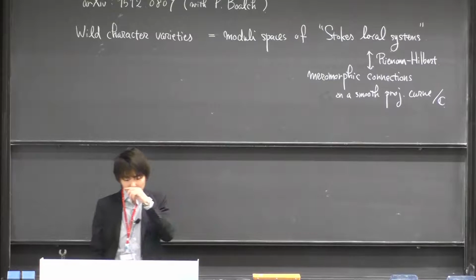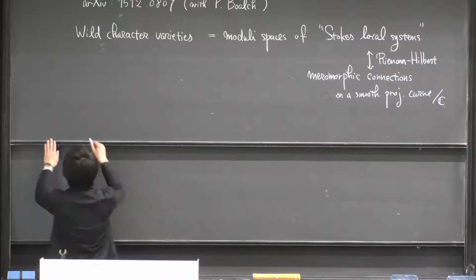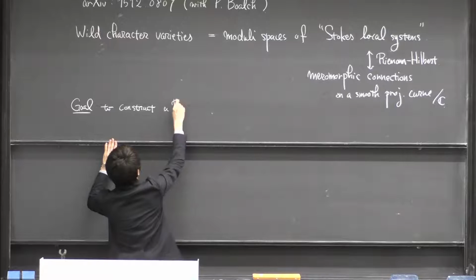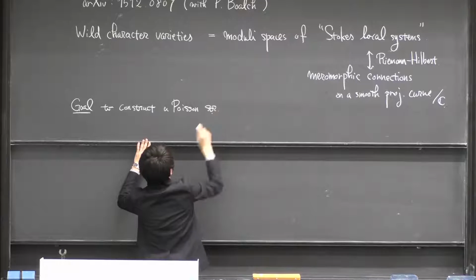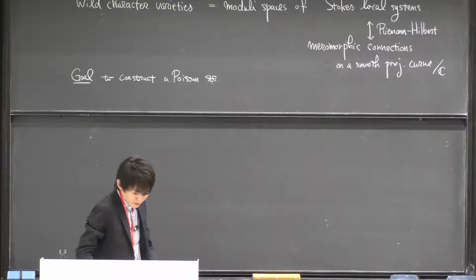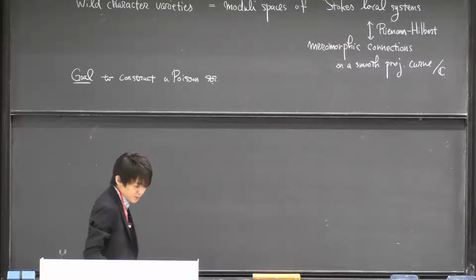And the goal of my talk is to give a Poisson structure on the wild character varieties. So let me first define the notion of Stokes local systems.